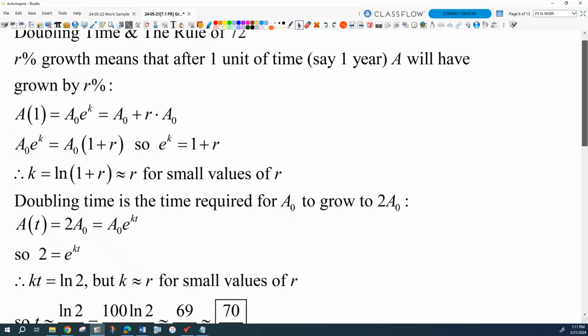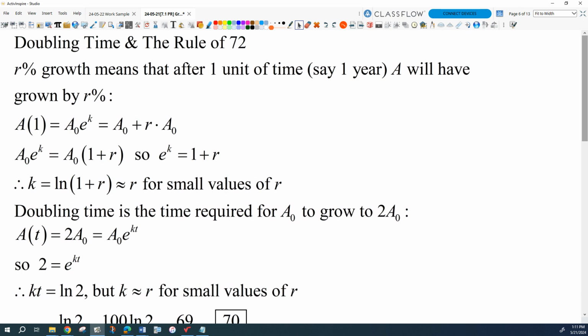So here, let's look at this little proof. If we say that our percent growth means that after 1 unit of time, say a year, we'll make this annual, after 1 year, A will have grown by R percent. It's R percent bigger than it was originally, right? So in other words, A of 1 is going to equal, if I plug in A naught times e to the kt, well, that's A naught times e to the k times 1, A naught e to the k. And that would have to equal my original size, A naught, plus that additional amount, R times A naught, right?